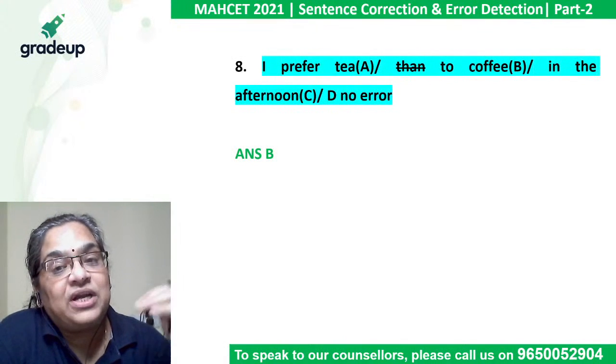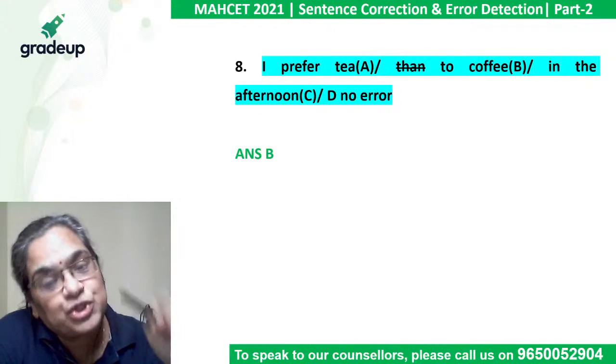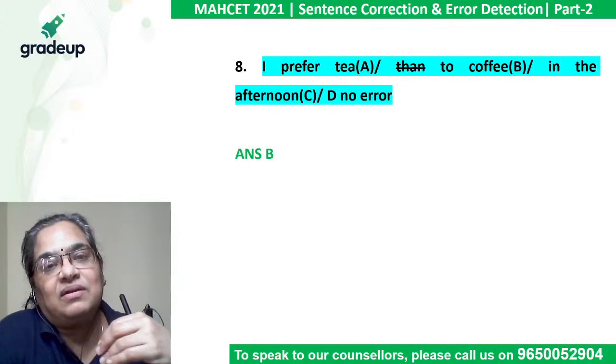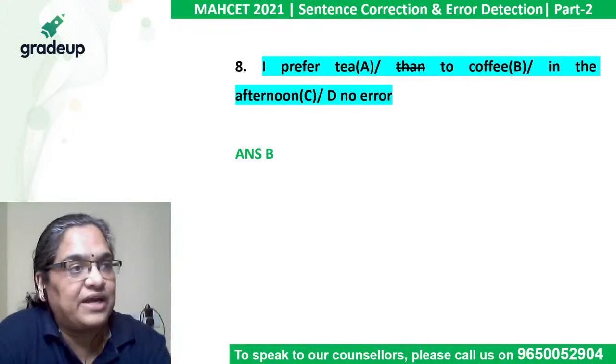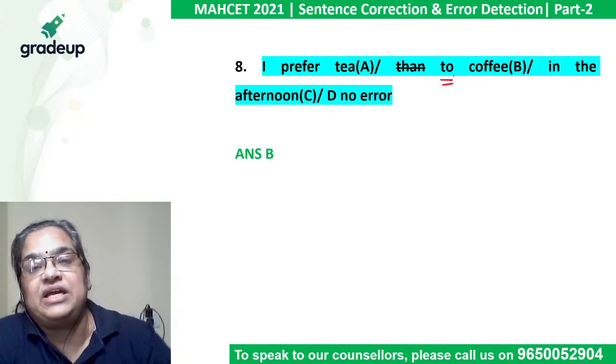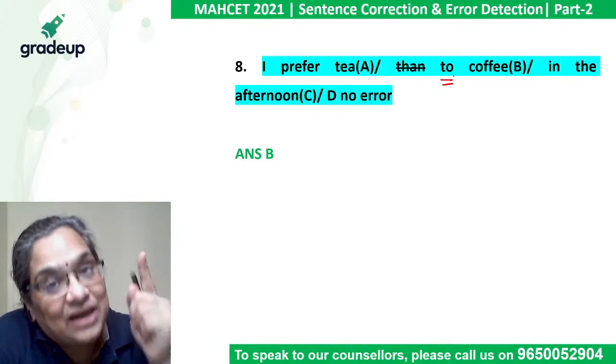Same way, I prefer tea over coffee. Nahi. Preference shows which one is over which one, which one has a higher liking. For which one do you have a higher liking? So I prefer tea to coffee. I like tea rather than coffee.